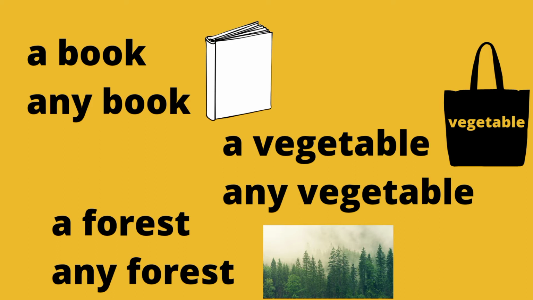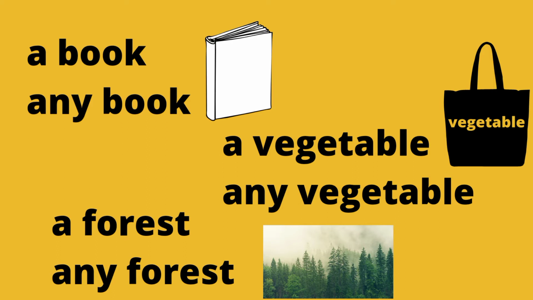If we want to mention a particular book, the will be used with it instead of a. For example, it is the book you had given me. It means the particular book. You will learn about using the definite article the in the next video. So a book means any one book.